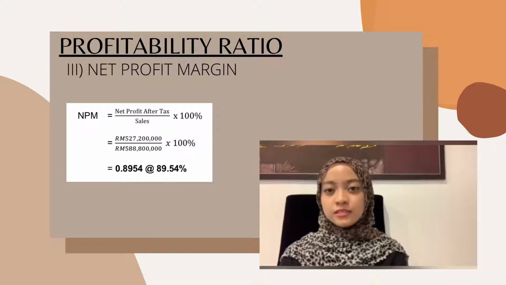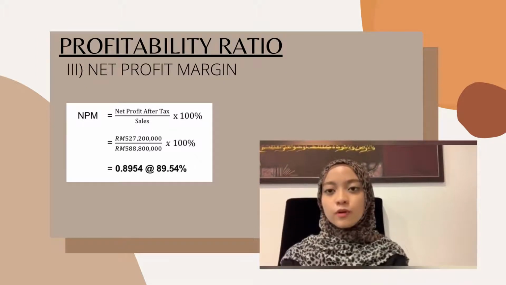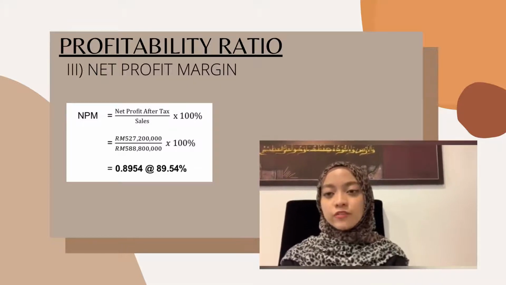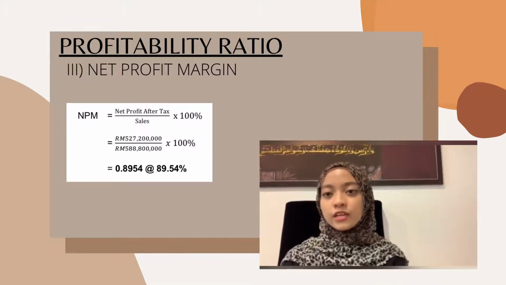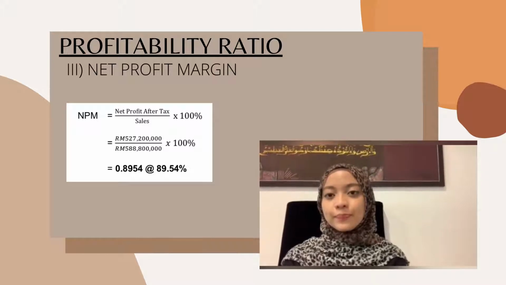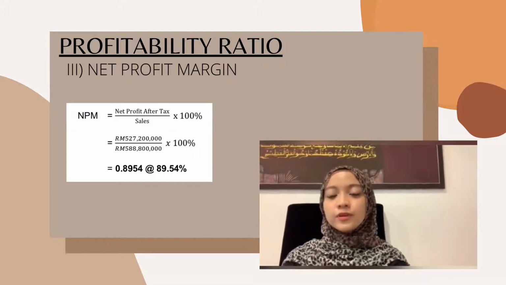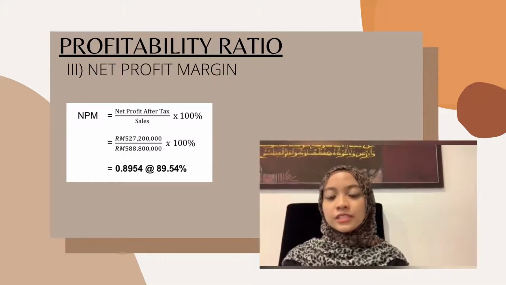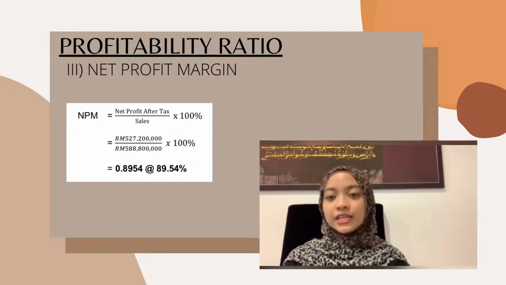Net profit margin, which is NPM, the formula is net profit after tax divided by sales times 100%, which is 527.2 million divided by 588.8 million times 100%, equal to 0.8954 or 89.54%. For comparison, IOI Corporation Berhad's net profit margin is above the industry average. This indicates that IOI Corporation Berhad is as profitable as other companies in the industry. And also, the company is efficient in controlling its operating and financial expenses.